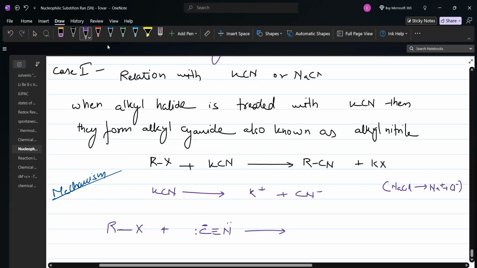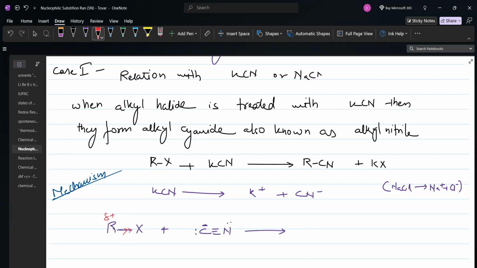We already know that in the R-X bond, this X is very electronegative. That is why we have partial positive charge on the R, right? Why? Because X is very electronegative, it extracts the bond pair of electrons towards itself. That is why the alkyl group has positive charge on it, right? Everyone understood?